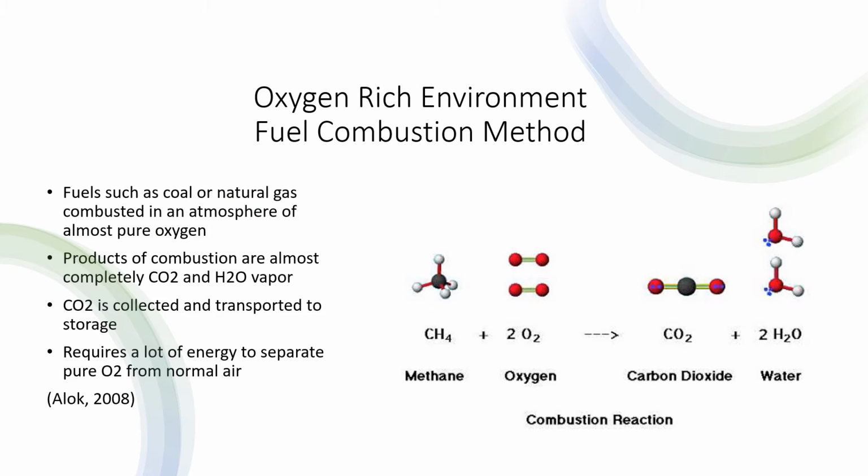There's the oxygen-rich environment fuel combustion method. This is where fuels such as coal or natural gas are combusted in almost a pure oxygen atmosphere. Products of this type of combustion are almost completely CO2 and water vapor. CO2 is collected and transported, and this requires a lot of energy to separate pure oxygen from normal air before it can be combusted with a fuel. This process is called complete combustion, whereas when fuels are combusted in normal air, there's a lot more byproducts other than just carbon dioxide and water.